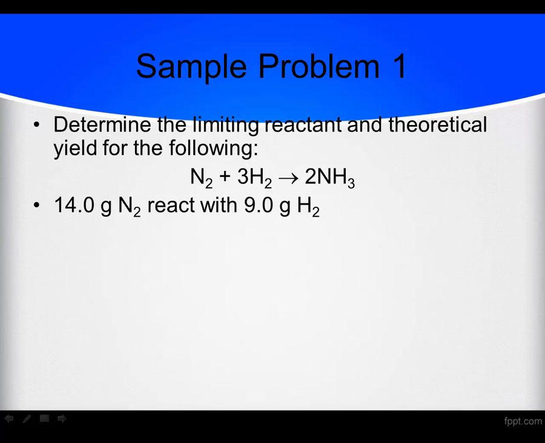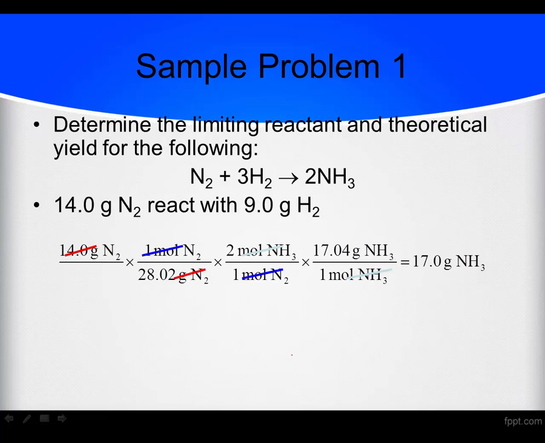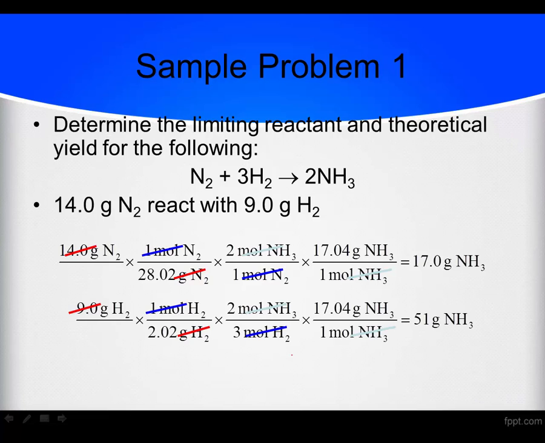All right. So basically, we've got to set up two stoichiometry problems. In the first stoichiometry problem, we're taking the amount of nitrogen and we're solving for the product. We get 17 grams of ammonia. In the second stoichiometry problem, we start with that 9 grams of hydrogen and we get 51 grams of ammonia. And we're going to look at that and say, which one can we theoretically make, 17 or 51? 17 is the smaller number, so that's going to be my theoretical yield.